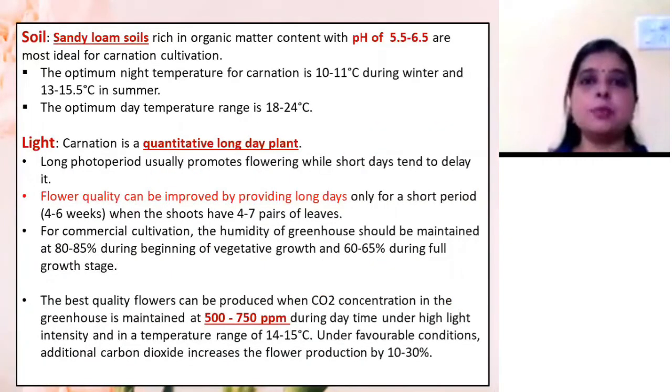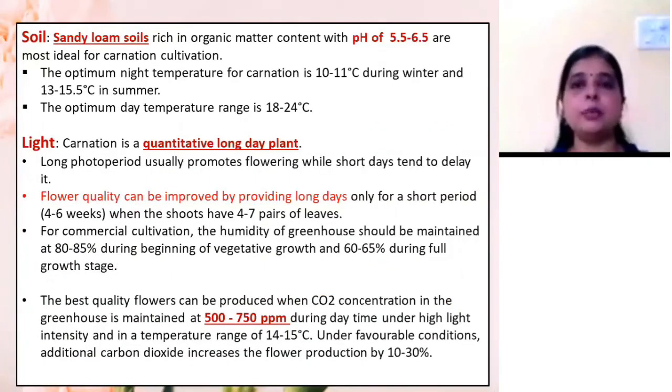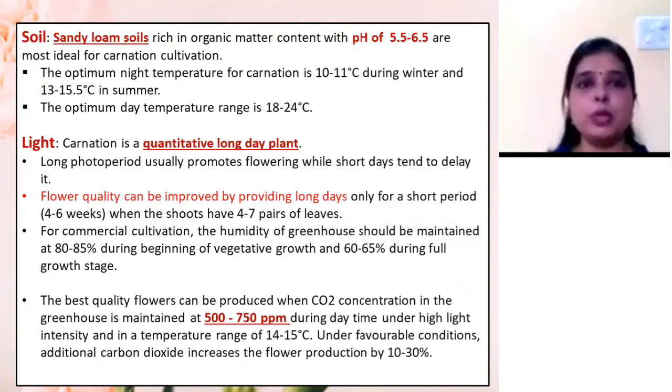Sandy loam soil is most suitable for the carnation, with an organic matter content of 5.5 to 6.5. Optimum day temperature requirement is 18 to 24 degrees Celsius and night temperature is 10 to 11 degrees Celsius during winter and 13 to 15.5 degrees Celsius in summer.